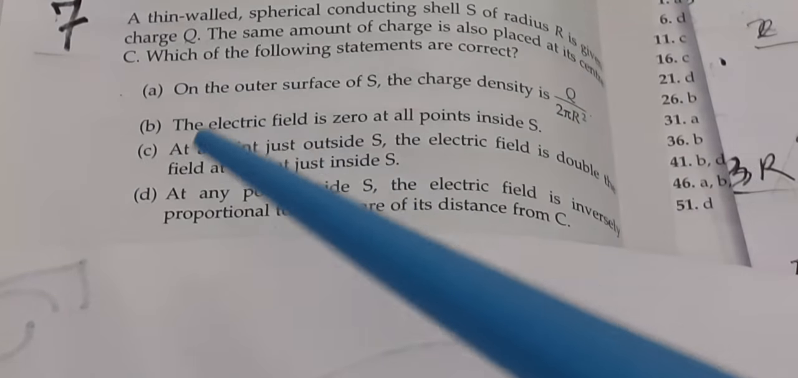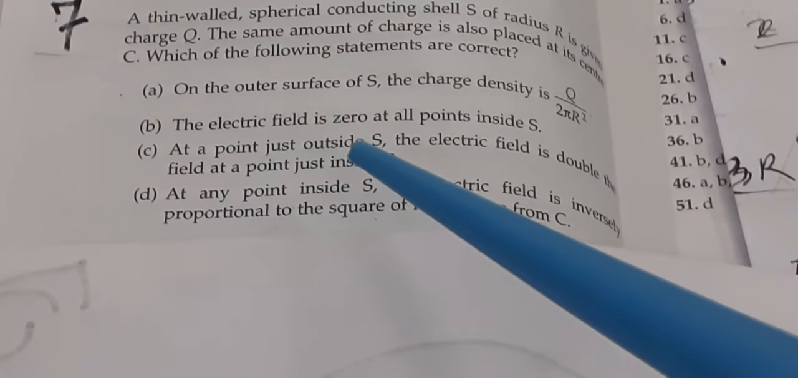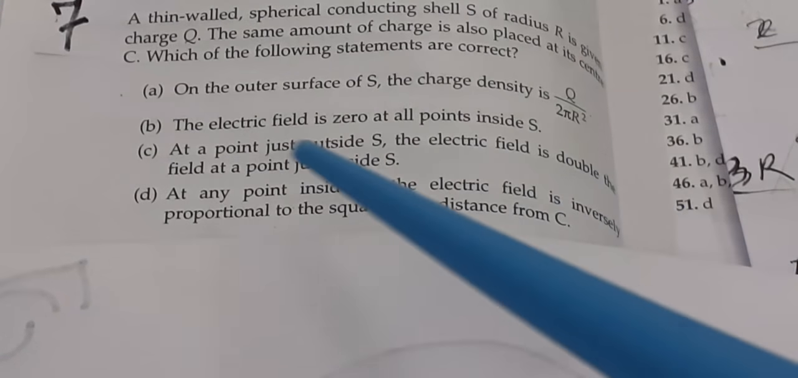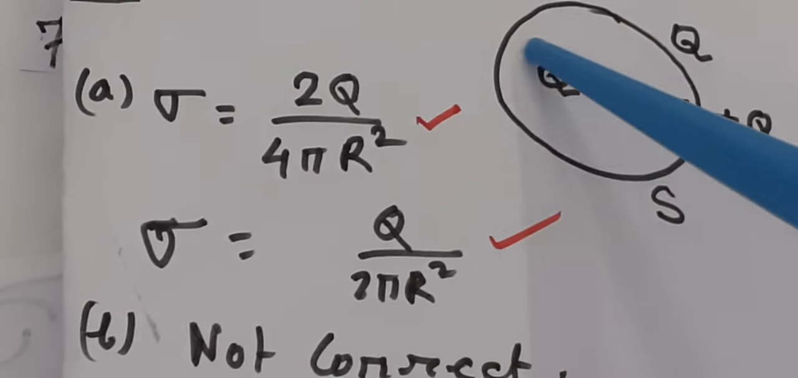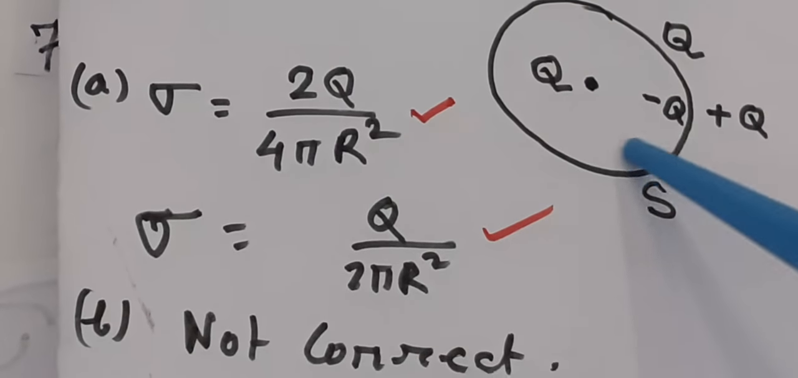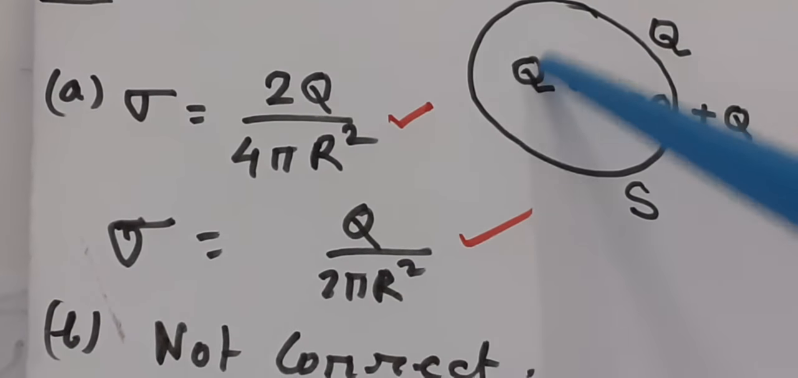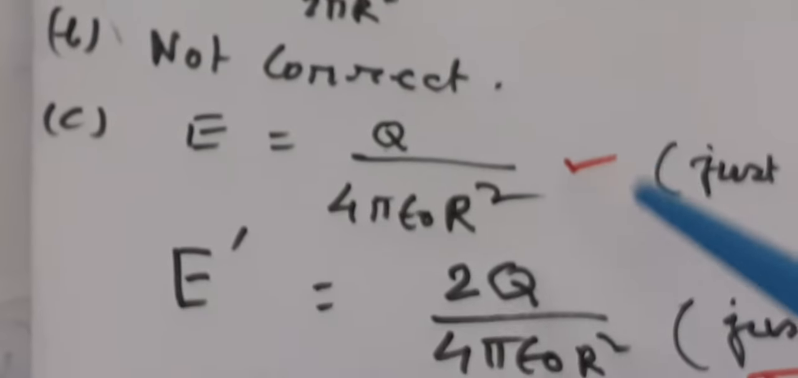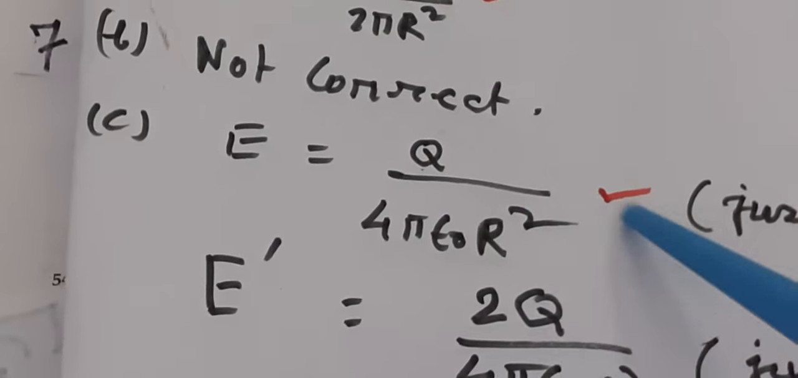Now come to C. At a point just outside S, the electric field is double the field at a point just inside. Yes, inside, if we use Gauss theorem, the charge involved will be only Q. So that will give you Q by 4 pi epsilon naught r square, E.